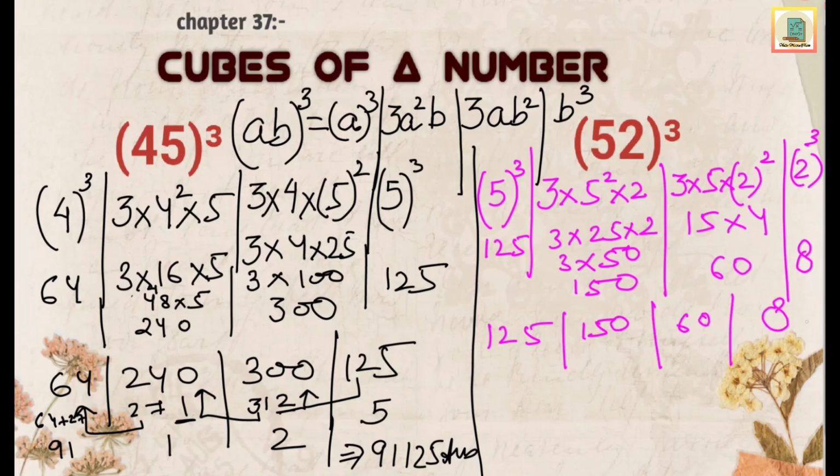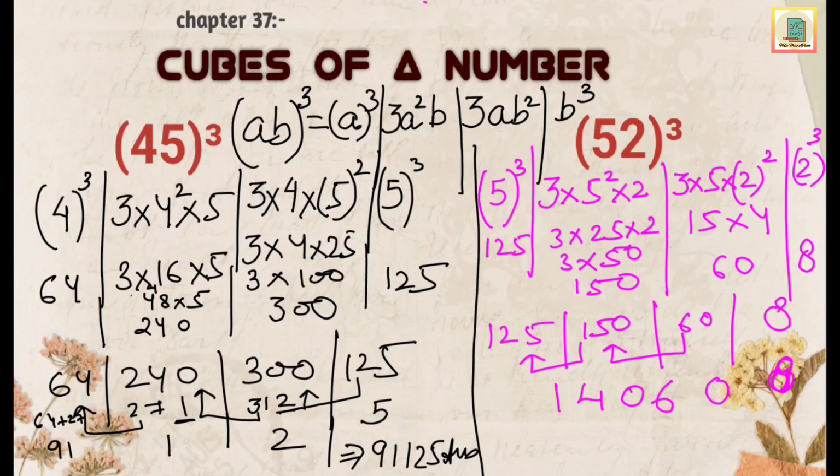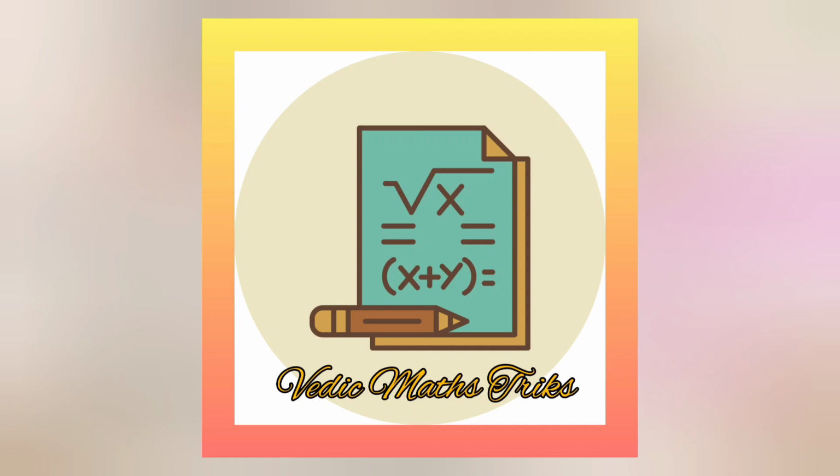Now here also we'll take the chain addition. So 8 is as it is. Here we get 0. Now 6 plus 150 gives you 156, for which 6 we get over here and 15 will be added in the first partition. So here we get 140. So the final answer we get is 140608. This is a very easy method.